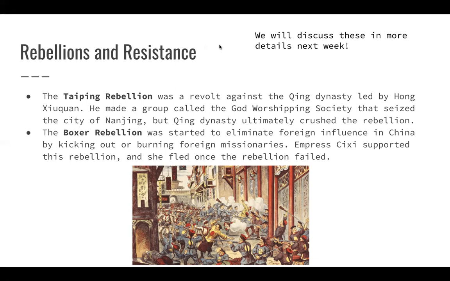The Boxer Rebellion is another example, and it was to eliminate foreign influence in China. They went about doing this by kicking out or burning foreign missionaries and getting rid of foreign influence. This rebellion also garnered support from the Empress, and it failed too, like the Taiping Rebellion.